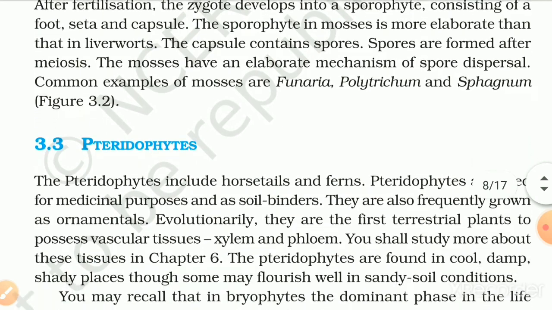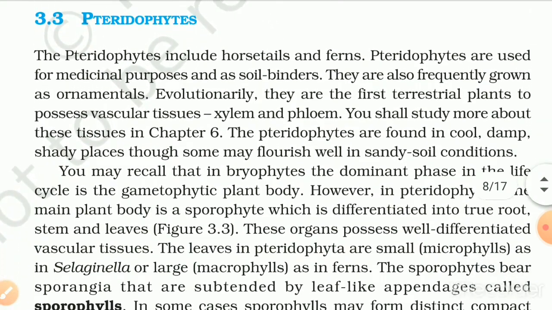Figure 3.2. 3.3 Pteridophytes. The pteridophytes include horsetails and ferns. Pteridophytes are used for medicinal purposes and as soil binders. They are also frequently grown as ornamentals. Evolutionarily, they are the first terrestrial plants to possess vascular tissue, xylem and phloem. You shall study more about these tissues in chapter 6.